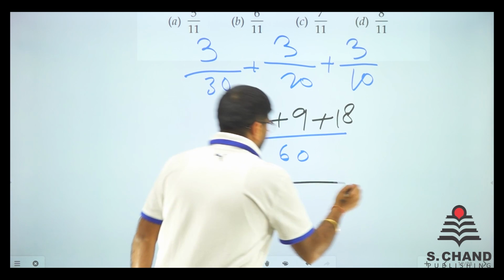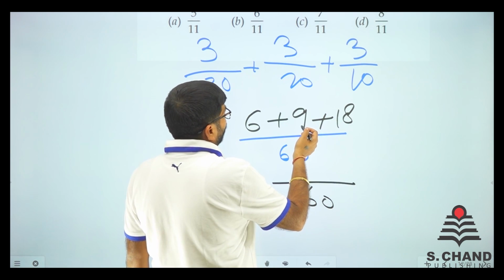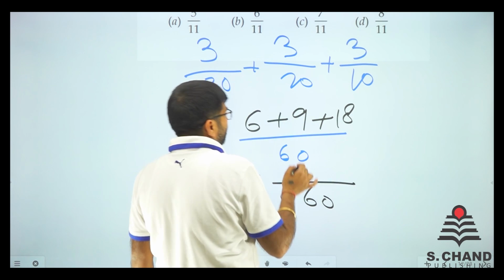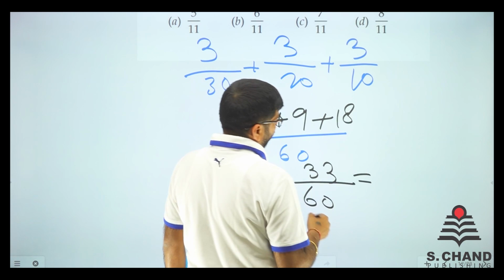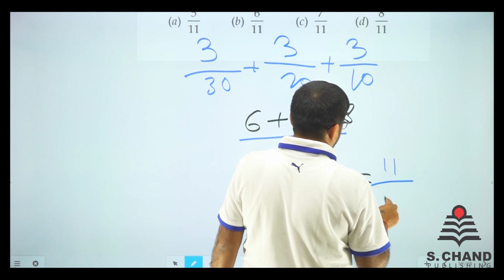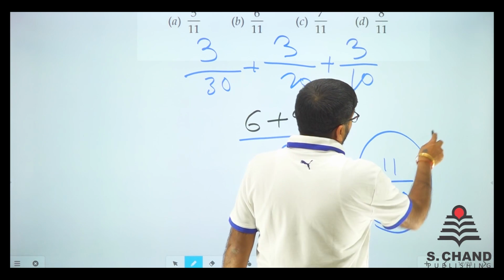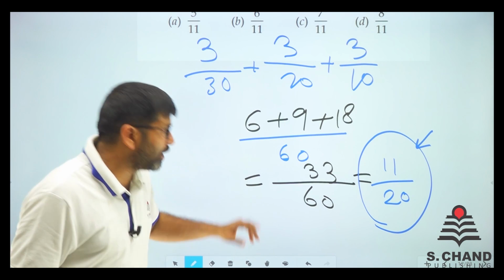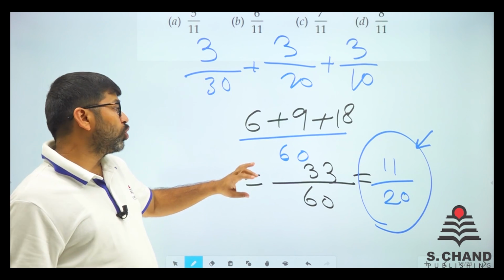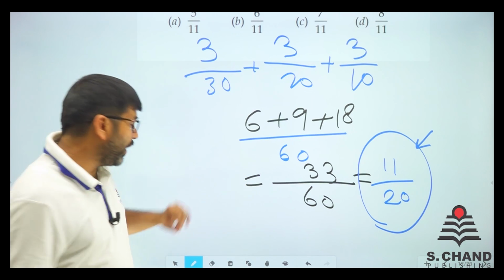So we have got 60 here. And we have got 18 and 9, that is 27. 27 and 6 is 33. So 33 by 60. I think we can do one thing, 11 by 20. So 11 by 20 portion will be filled in 3 minutes. So in 3 minutes is 11 by 20. So the whole will take how much time? So it will take 11 by 20, right?